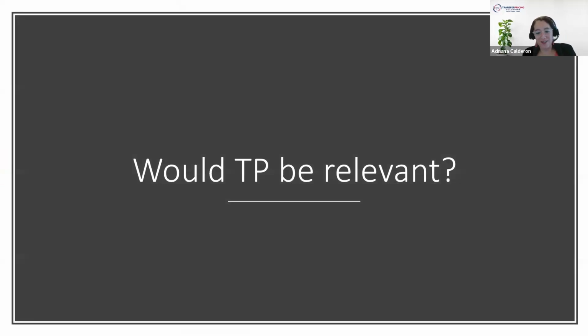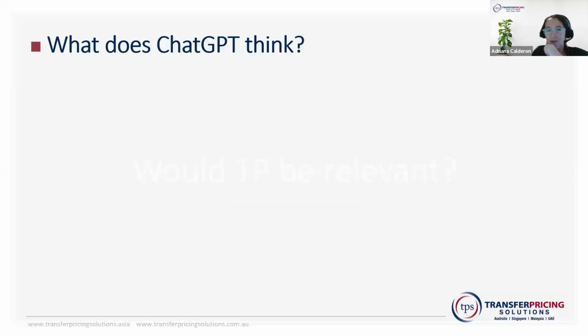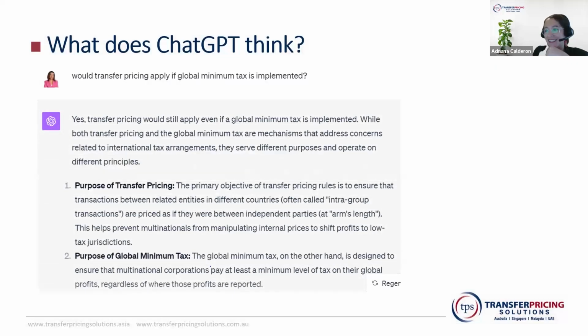The $1 million question that we get asked, if only we had a penny: if I'm going to get global minimum tax, why should I care about transfer pricing? Or does global minimum tax just erase transfer pricing? So again, we asked this question to our dear ChatGPT, and in this case, we do like ChatGPT, because it says yes, transfer pricing will still apply even if global minimum tax is implemented. While both are mechanisms that address concerns related to international tax arrangements, they serve different purposes and operate on different principles.